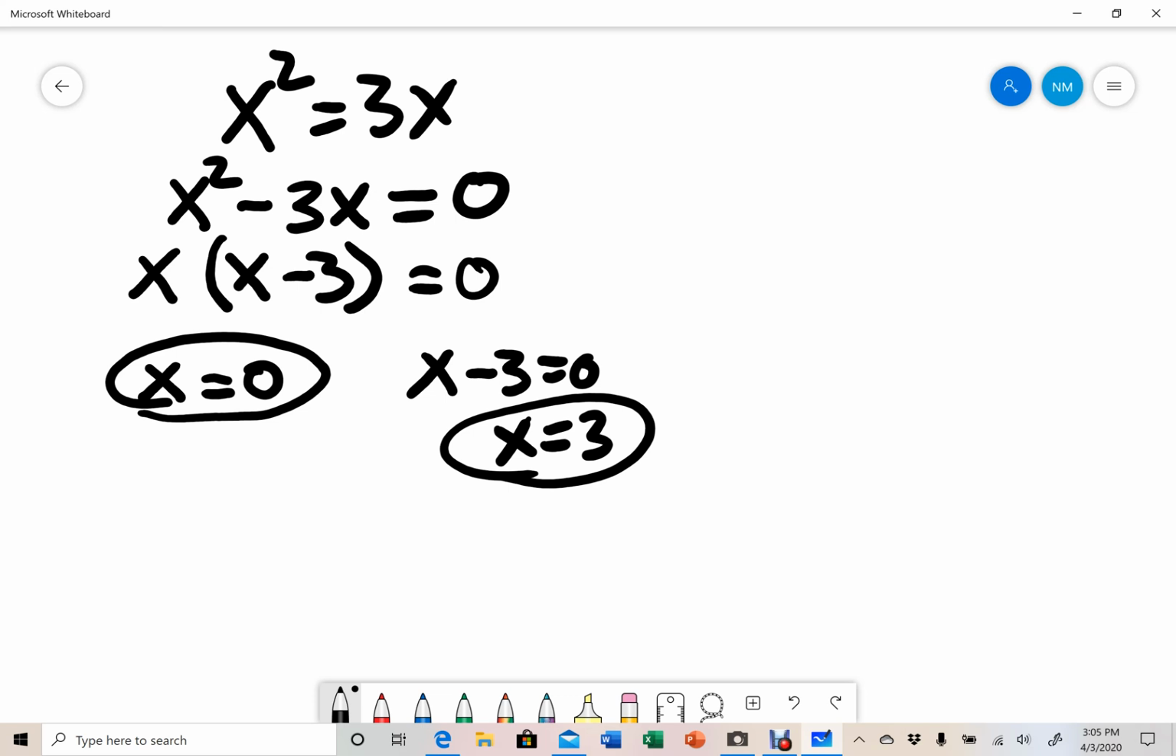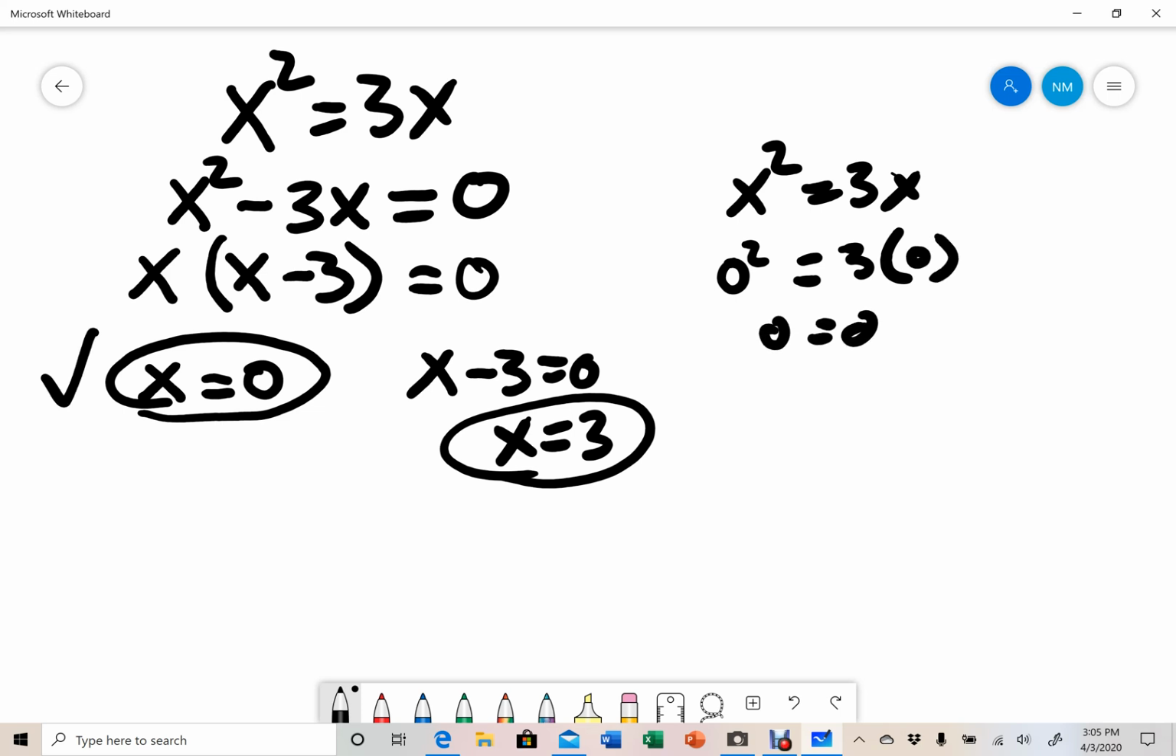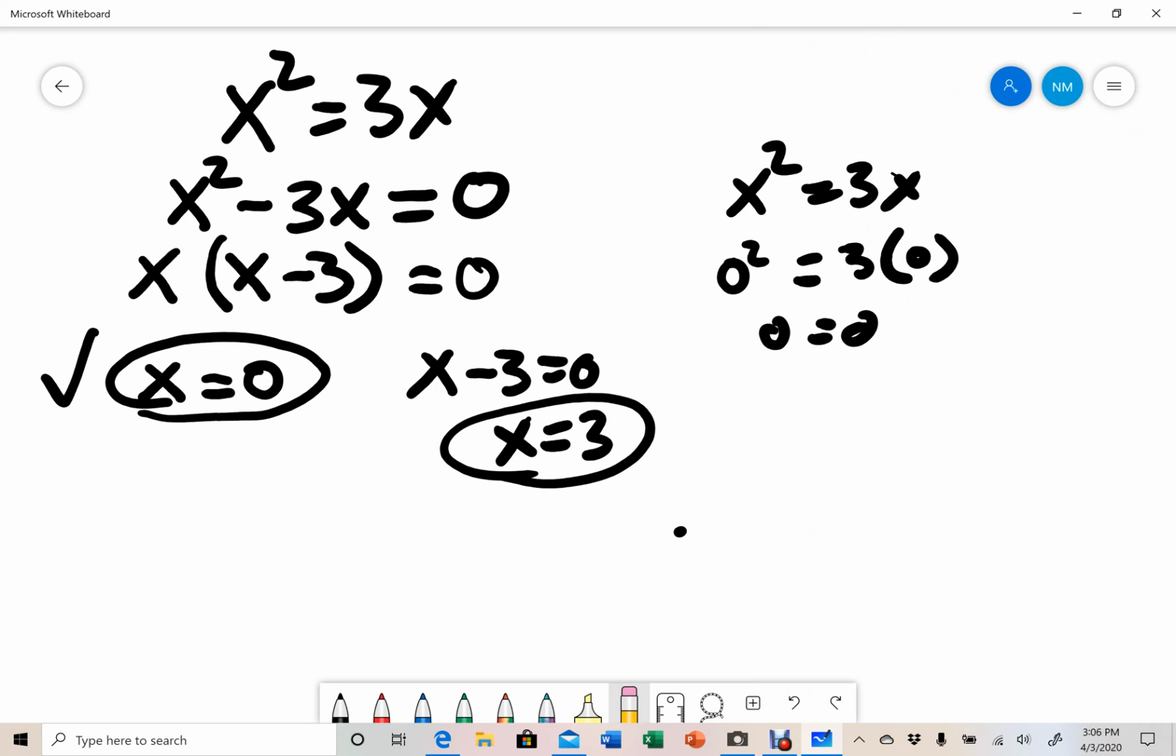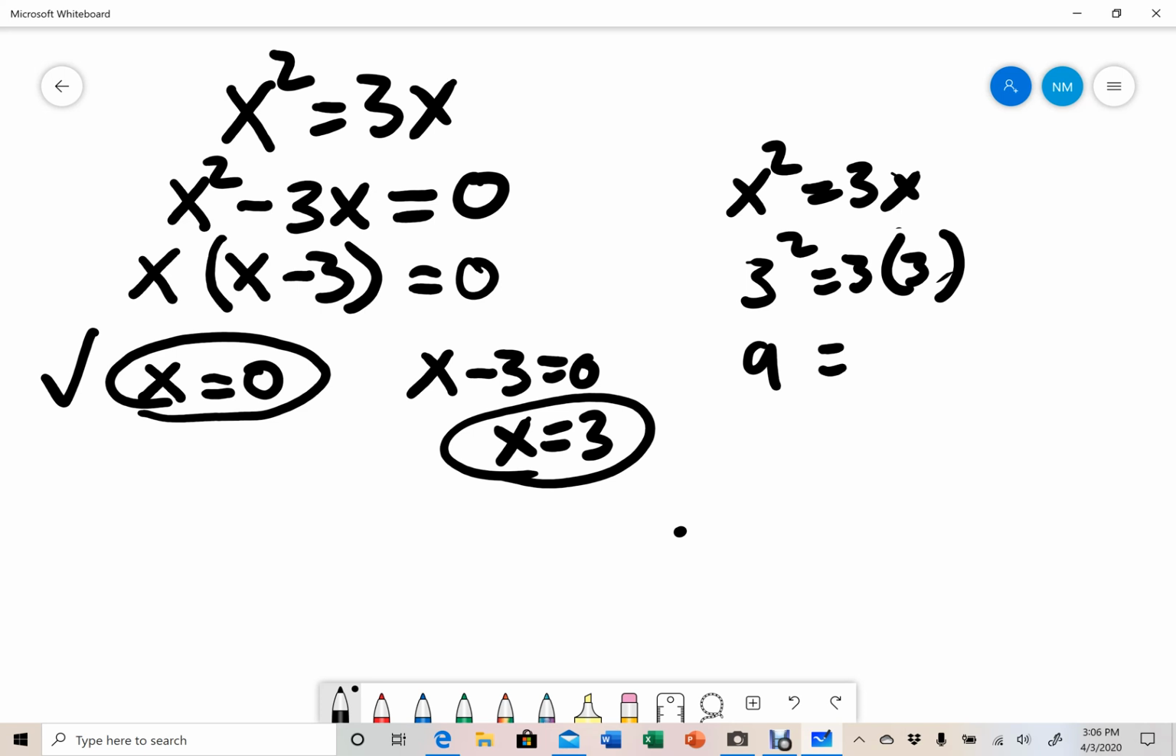So then I again go back and put these in. I've got x squared equals 3x, and I'm going to plug in first my 0. So 0 squared equals 3 times 0. Well, that gives me 0 and 0, so I know this one works. And then I try the 3. So I've got 3 squared equals 3 times 3. Well, I know that that's 9, and 3 times 3 is 9. So this one works as well. All right, so my answers are x equals 0 and x equals 3.